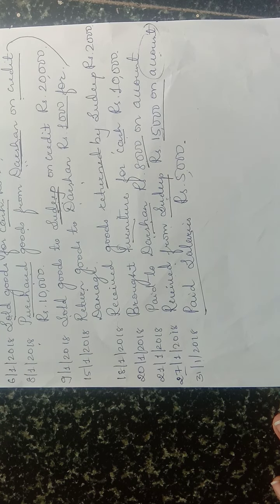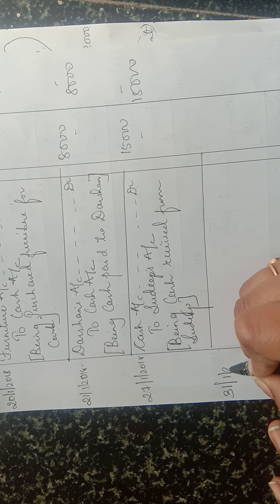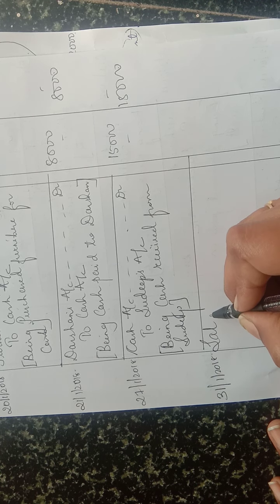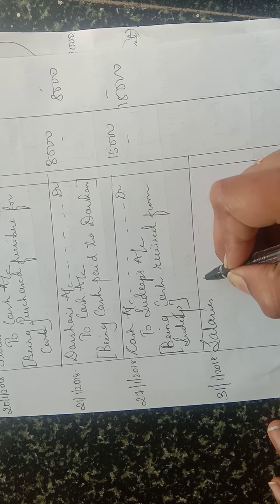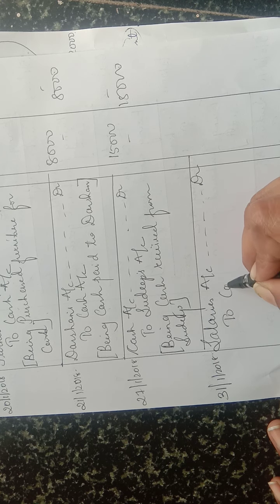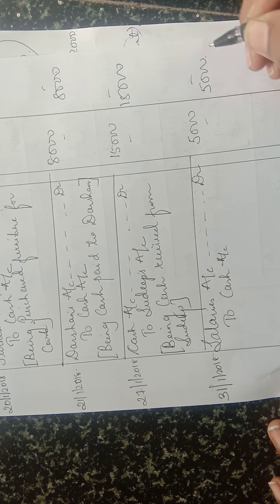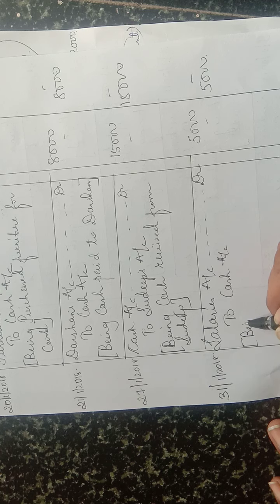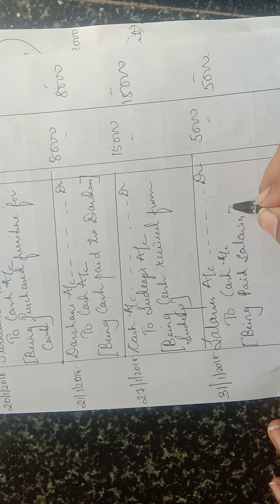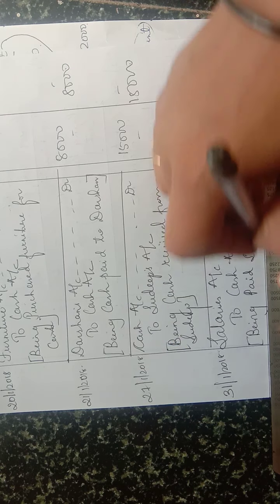31 date. Paid salaries rupees 5,000. Okay, when you pay the salaries, what goes out? Cash goes out, right? So cash account is credited. What you are paying? Salaries. Your expenses are increasing. Increase in expenses is debited. So salaries account debit to cash account, amount 5,000. So write narration compulsory, being paid salaries. Okay, so here we complete all the transactions, total it.